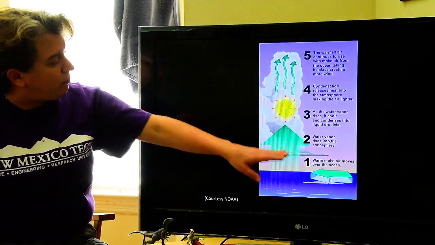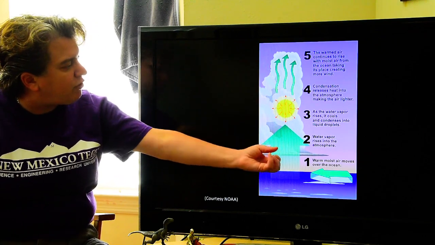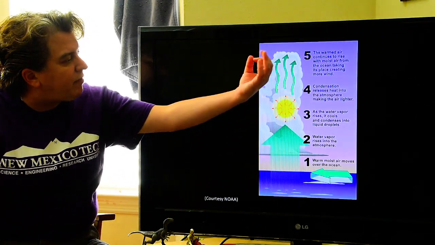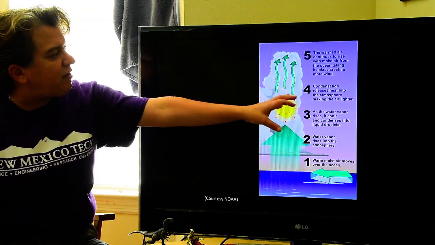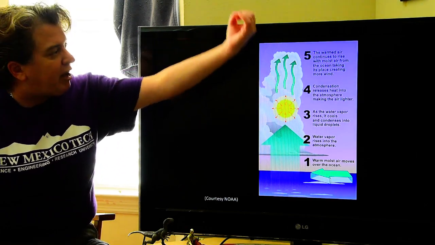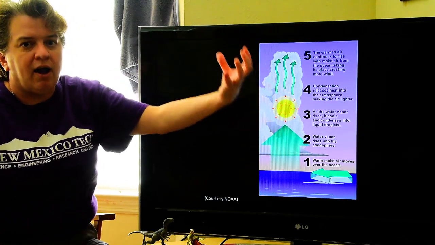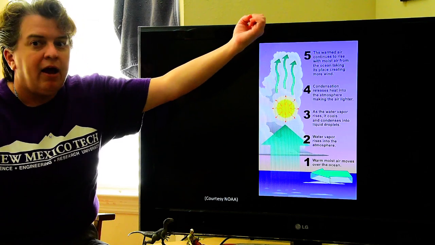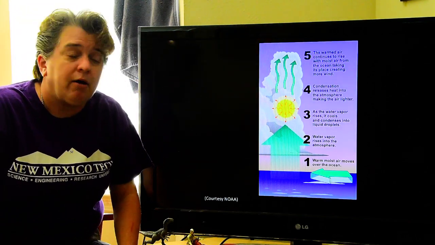And that's basically what we're showing right here. This warm, moist air moves over the ocean, and water vapor rises into the atmosphere. As the water vapor rises, it cools and condenses. Condensation releases heat in the atmosphere, which makes the air lighter, so it rises even more. So we have quite a bit of this rising, unstable air that's creating the low pressure we need ultimately to make our hurricane.